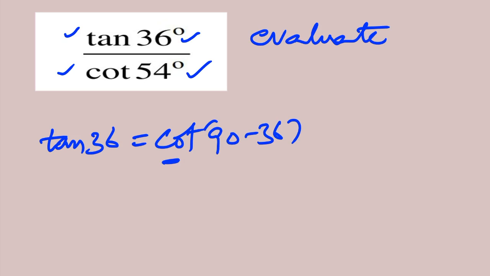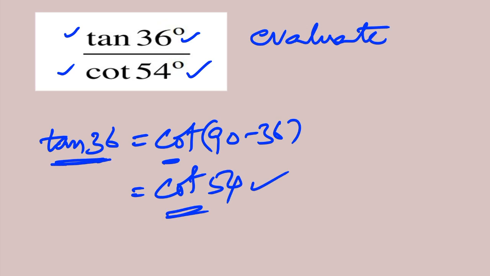For example, I'll convert tan into its complement. What is the tan complement here? For example, tan 36, I can convert it. What is the tan complement? Cot. When we write cot, we should write 90 minus 36. What is 90 minus 36? It equals 54. So this is cot 54. That means tan 36's value is cot 54.